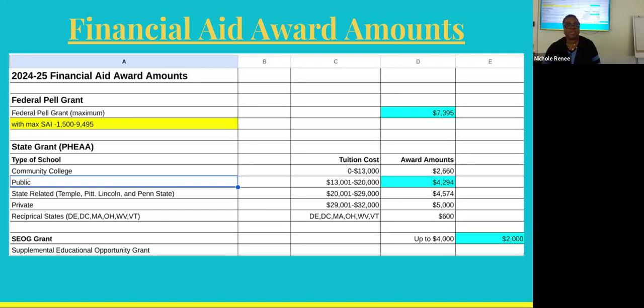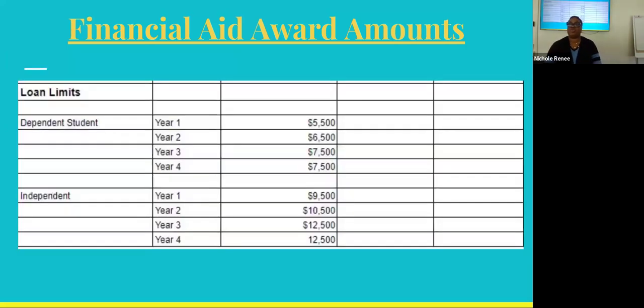So if it's not on your letter, there's an error, or if it's not the same across the board, there's an error. Okay. You want to also make sure your state grant is not missing, but we'll talk about that in a second. The SEOG grant, you don't apply for that. If your number is in that lower amount, they'll automatically give it to you if they have it. Okay. And then the fourth type of money that you can get is your loan.